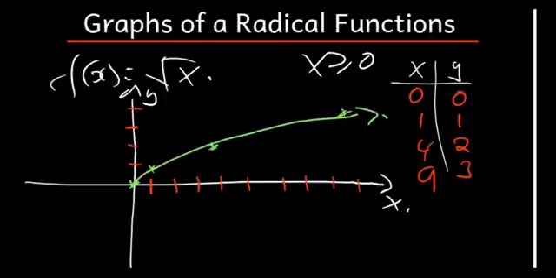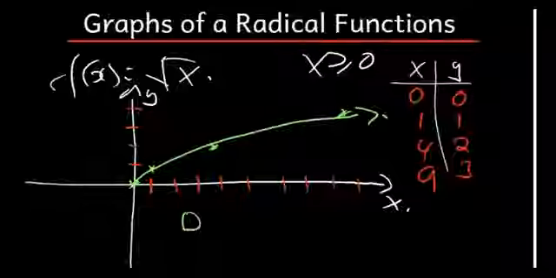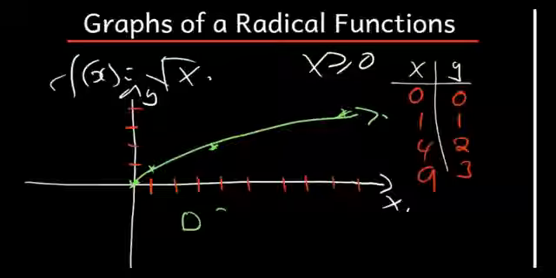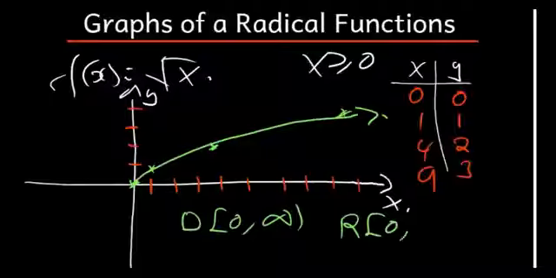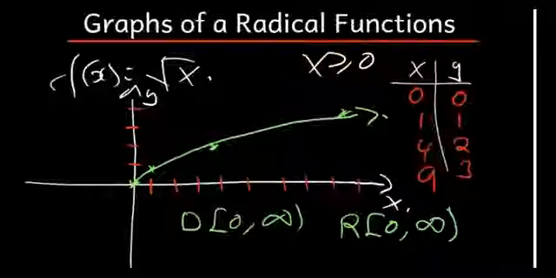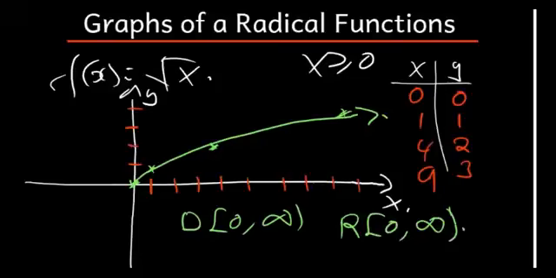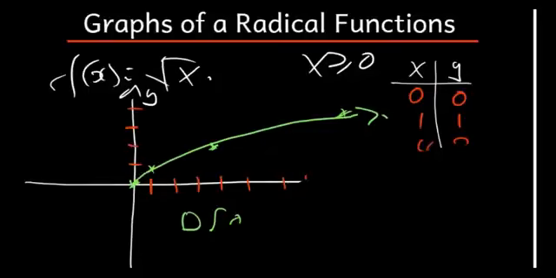Now, from here you can find the domain. Domain, these are the values of x. So what values of x do we have? As we can see from the graph here, we have got 0. It's starting from 0 going to positive infinity, meaning that our domain is 0 is included all the way to positive infinity. That is the domain. Now the range, these are the values of y. 0 is included, so it's also starting from 0 all the way to positive infinity. So that is the parent graph which we have for the radical functions.